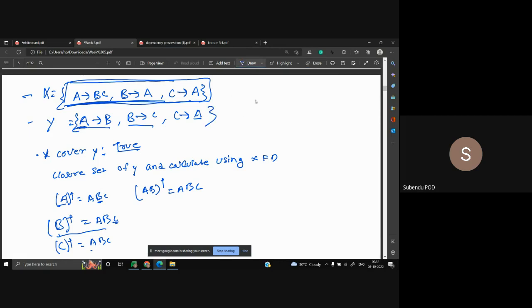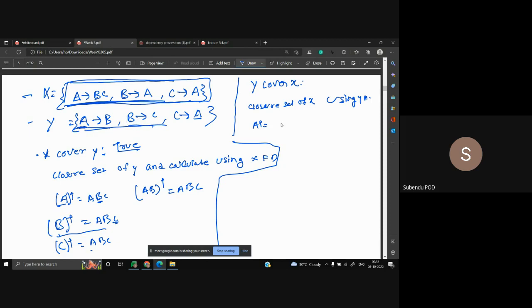Now you see that Y cover X. So how to find the Y cover X? So now we have to use the functional definition: closure set of X using Y functional dependency, Y FD, right. So what will we get? We have to find the A closure using this functional dependency.